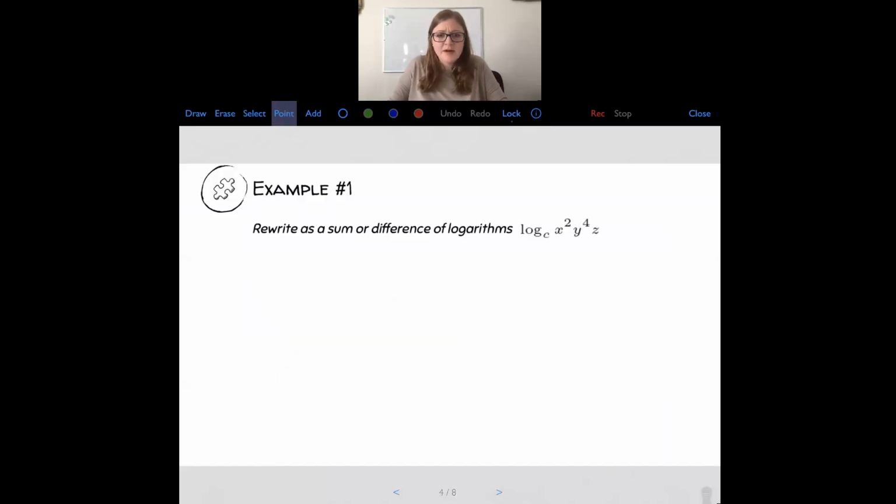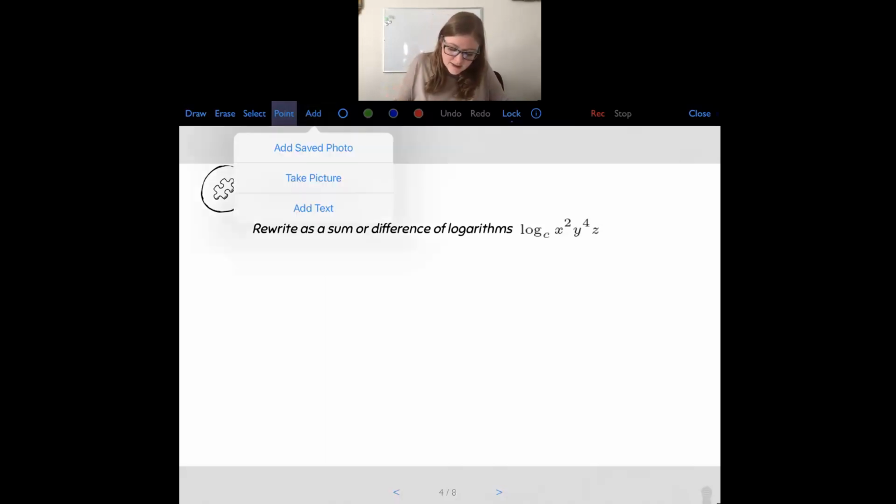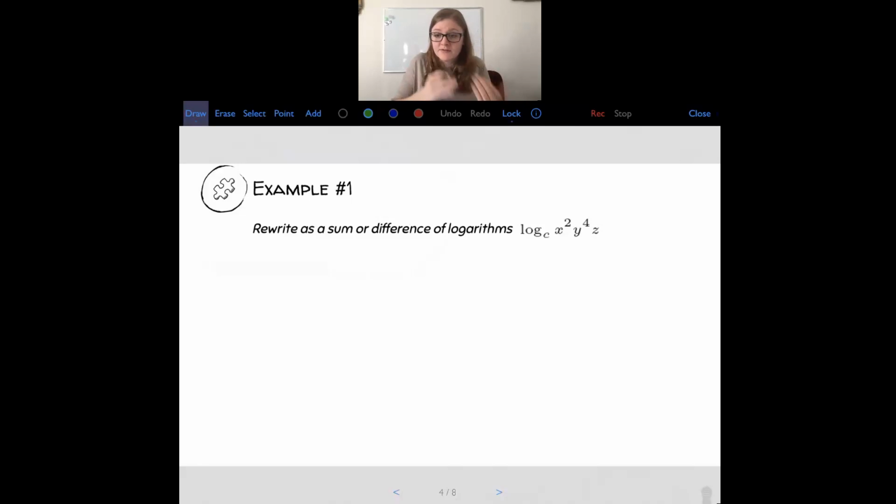So example 1, rewrite as a sum or difference of logarithms. So we have log base c of x squared times y to the 4th times z. So there's a couple different things going on here. We have multiplication and we also have powers. So we can expect a sum from the multiplication, and then we can expect things being multiplied on the outside from the powers. One thing I want to mention is notice that the power of 2 is for x only, and the power of 4 is for y only. So we can't start off by bringing any powers up front. We have to rewrite this as a sum first, and then we can use the power rule.